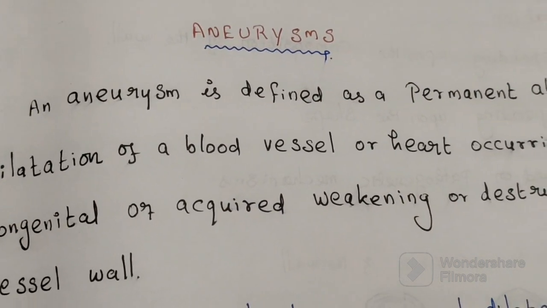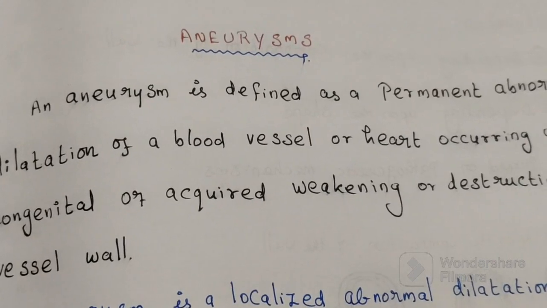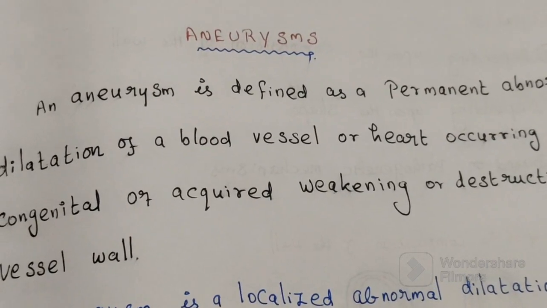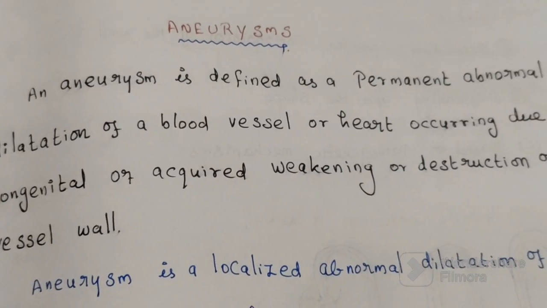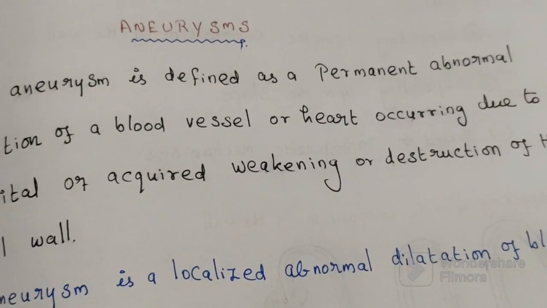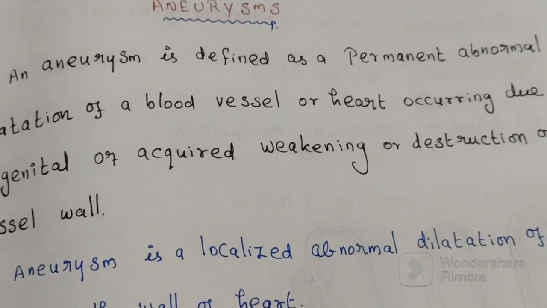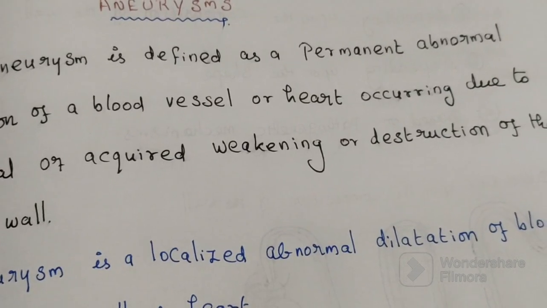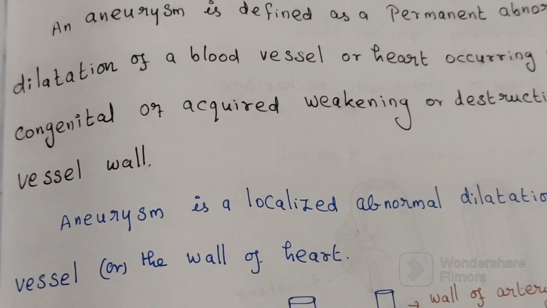In this video, we'll discuss aneurysm. Aneurysm is a permanent abnormal focal dilation of a blood vessel or heart occurring due to congenital or acquired weakening or destruction of the vessel wall.